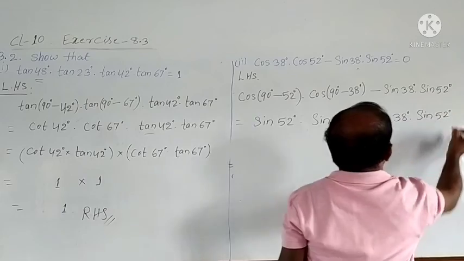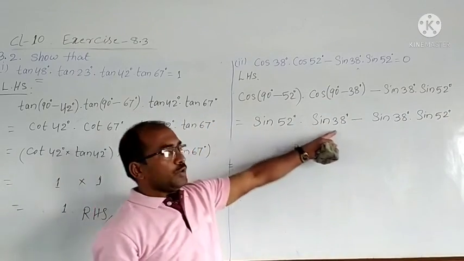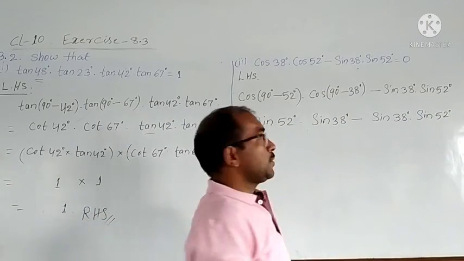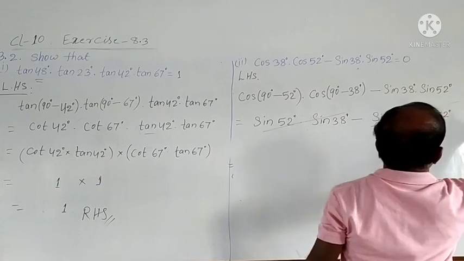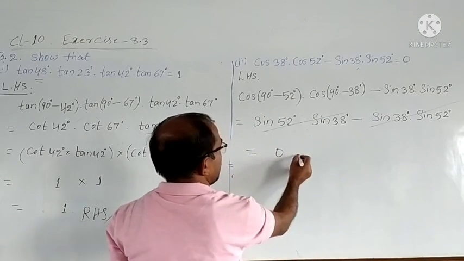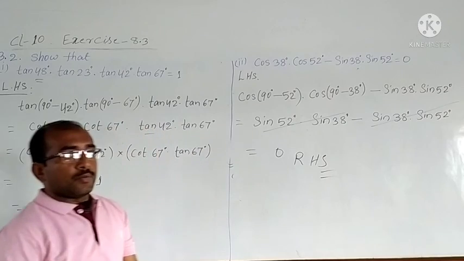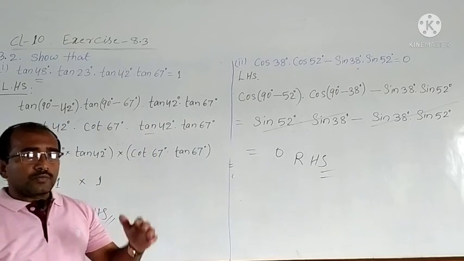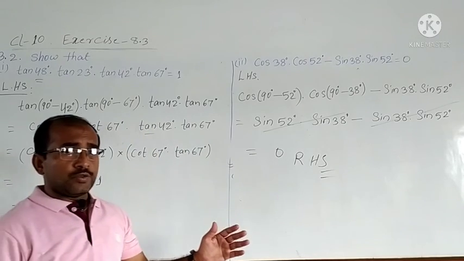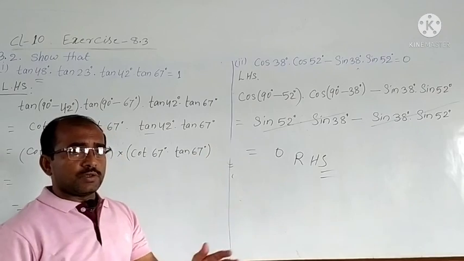What do we see at this step? Sine 52 into sine 38, sine 38 into sine 52. That means these whole terms are cancelled. One is negative, another one is positive. We have got 0, RHS, we have proved. So hope you have understood how the complementary angle ratios are and how we use them in solutions. See you in the next video.